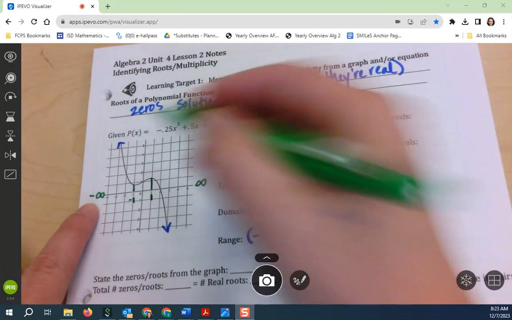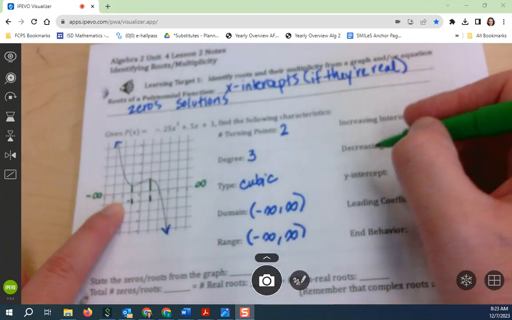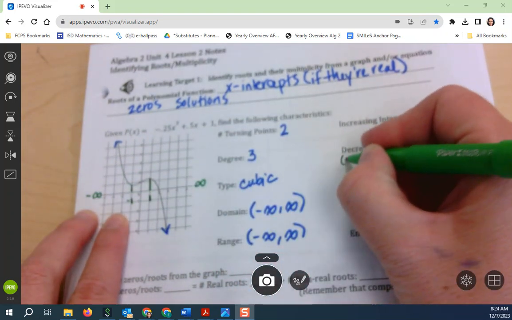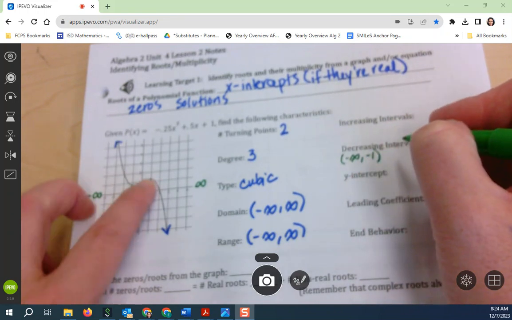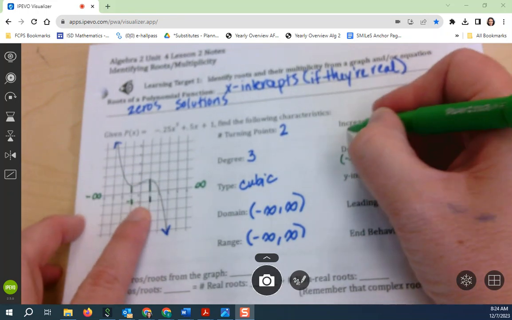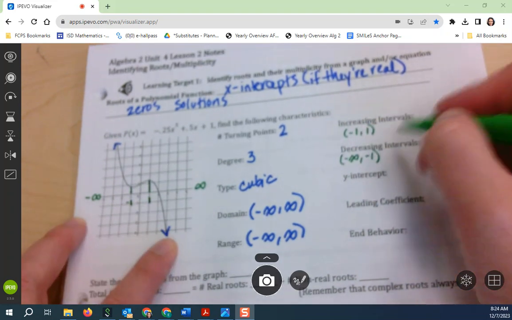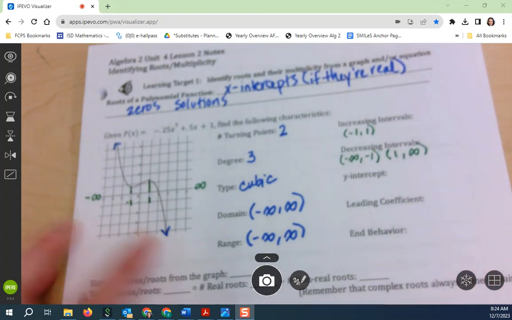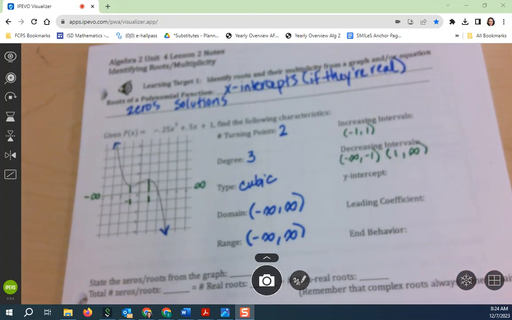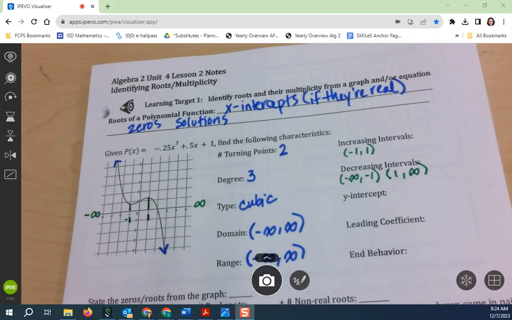All right, first part of the graph is doing what? Going down, so we're going to put it for decreasing, and it's decreasing from negative infinity to -1. And then we're going up, so we use these 2 numbers, -1 to 1, and then we're decreasing again, 1 to infinity. I find people get confused still on increasing and decreasing, so I'd love to answer any questions you have about that.